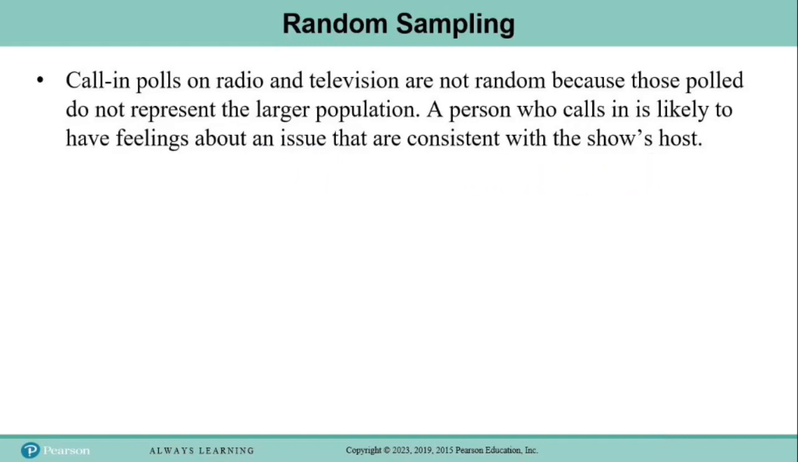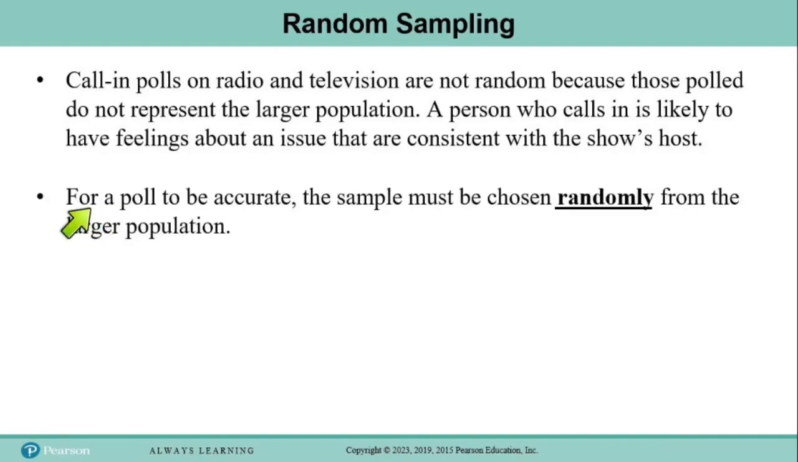If the show's host says they are for a particular candidate or against a particular candidate, then the people that call in will tend to have strong feelings, and a lot of times they agree with the host. Some of them might disagree, but they would have to disagree pretty strongly to bother to call in. And if they disagree with the host, they're probably not listening to that TV show in the first place, right?